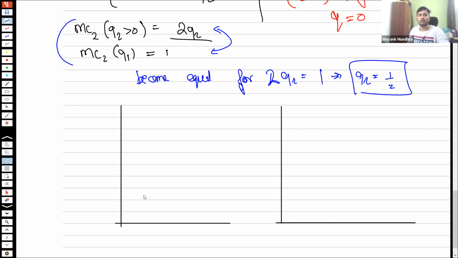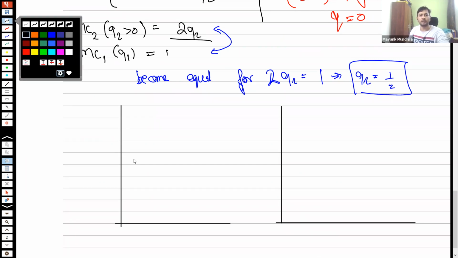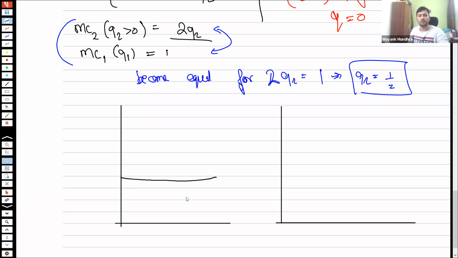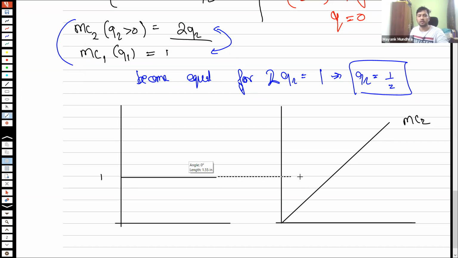MC1 would be a constant 1, whereas MC2 will be an increasing function. And they are going to be equal for this value, half, 0.5. This is Q2, this is Q1, this is MC2, this is MC1.